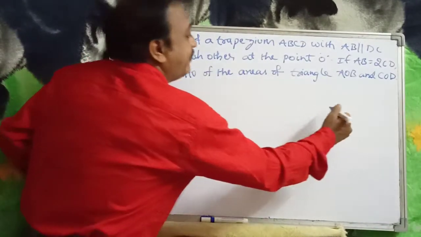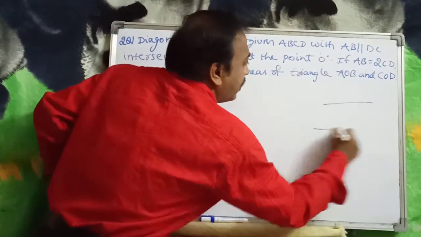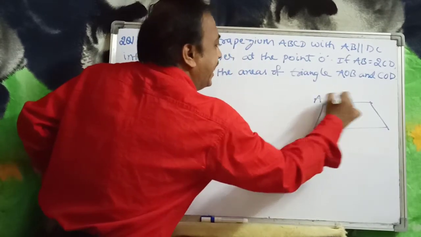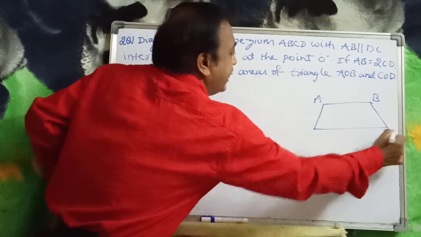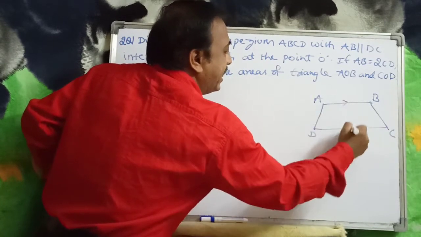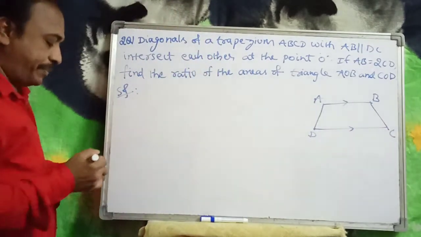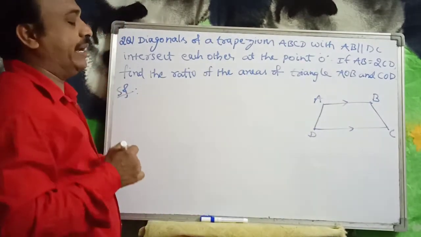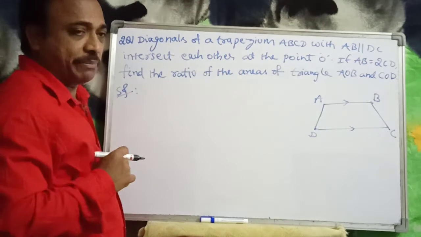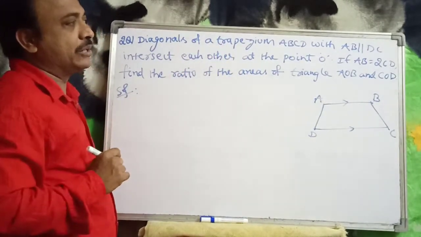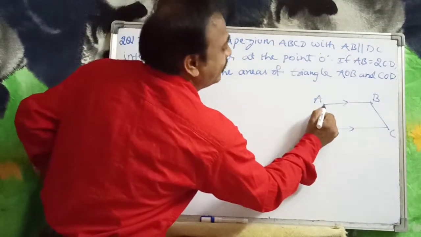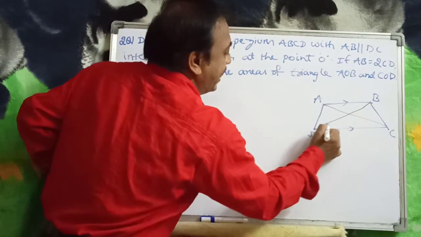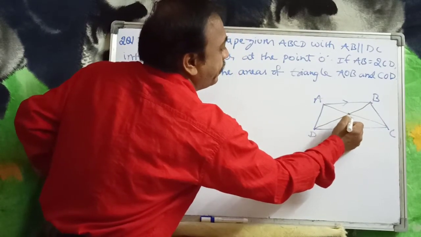Here we see the first diagram. Observe it: A, B, C, D. AB is parallel to CD. ABCD is a trapezium where AB is parallel to DC. Now the diagonals of this trapezium are intersecting each other at the point O.